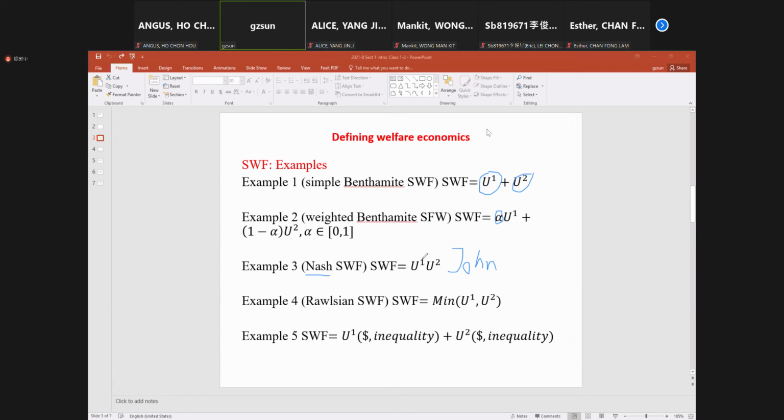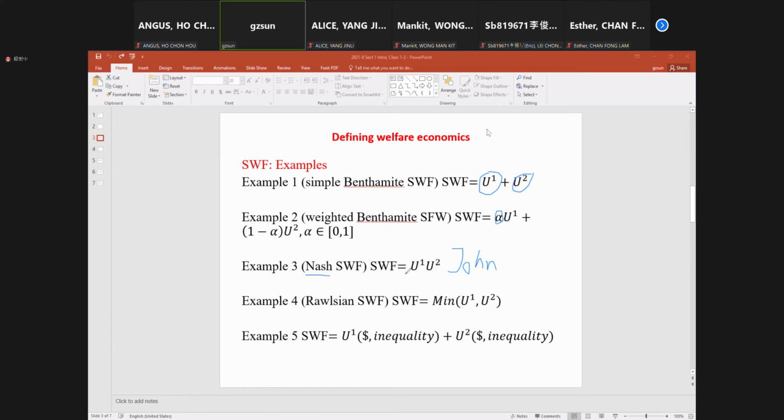How much gain, how much benefit I can get from the bargaining, how much benefit you can get. By bargaining, we maximize the product of my utility and your utility. And later on, welfare economists apply this idea to understand social welfare. In memory of John Nash, we call this the Nash social welfare function.